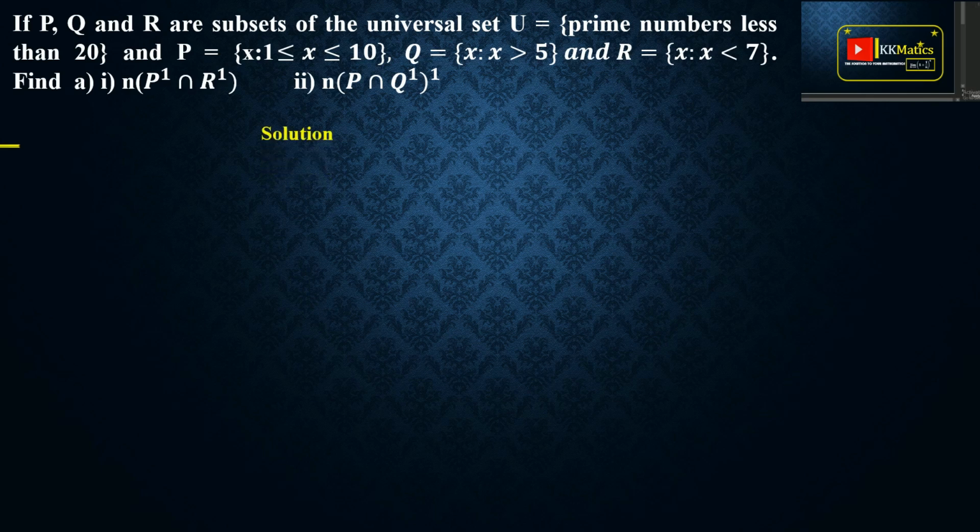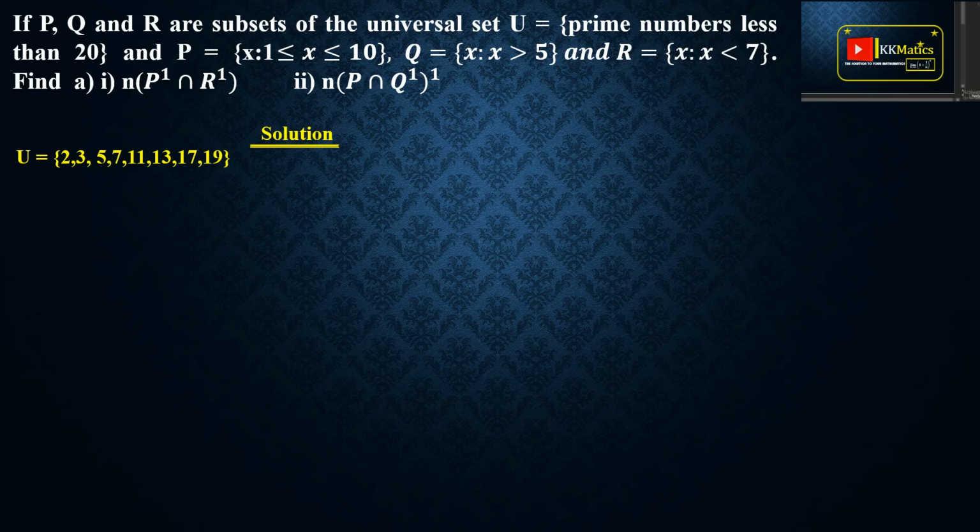Solution. Now, it's important for us to list the elements of the universal set. They are all prime numbers less than 20, and these are the prime numbers that are less than 20: 2, 3, 5, 7, 11, 13, 17, and 19.